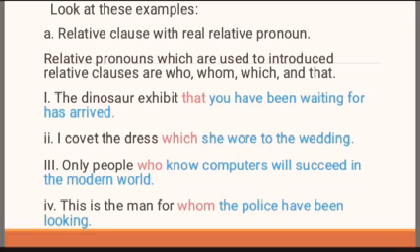In this example: only people who know computers will succeed in the modern world. The whole relative clause there is "who know computers will succeed in the modern world," and it modifies the noun people. The relative pronoun that introduces the relative clause there is who. The same thing is applicable to the last example. Let us move on.